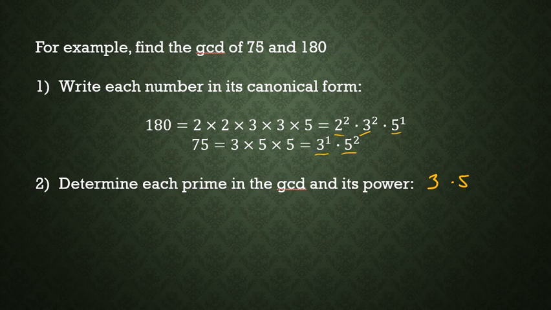Now we have the primes. What are the powers on these primes going to be? I'm going to change colors here. So looking at the 3, we have 3 to the power 1 and 3 to the power 2. We're taking the smaller of those two powers, and that smallest power is going on the prime in our GCD. So the smaller of 1 and 2 is 1. So we put the 1 there. The other prime that they have in common is 5. Here I have a 5 to the 1. Here I have a 5 to the 2. Again, I'm going to take the smaller of those two powers, the 1, and that's going to be the power on the prime 5 in my GCD.